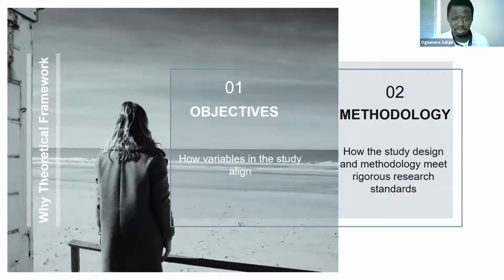There are others, but there are two main things that the theoretical framework actually does. The first one is that it serves in line with the objectives. It helps with the variables that you're using. You should be able to see how the variables in your study align together. And the second thing it does, in the methodology chapter or section of your work, is show how the study design and methodology meet rigorous research standards.